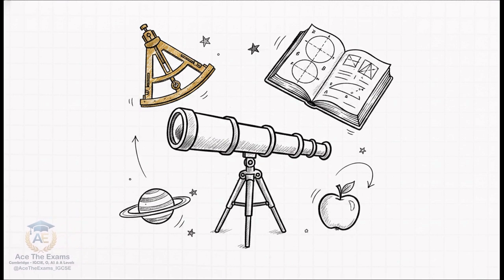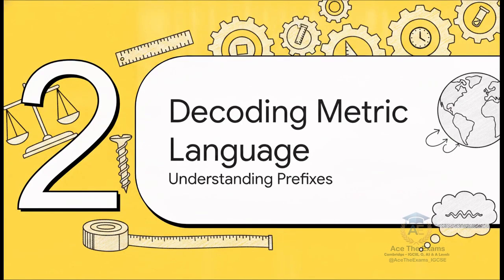Before that book dropped, humanity knew the planets moved, sure, but they didn't really know why. Newton gave us the laws of motion and universal gravitation. And mathematically speaking, his discovery that integration and differentiation are inverse operations, that is literally the bedrock that lets us confidently calculate the natural world today. Absolutely crucial. Moving right along to section 2, decoding metric language.